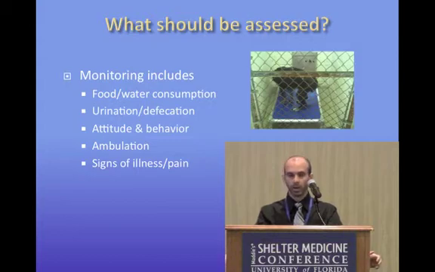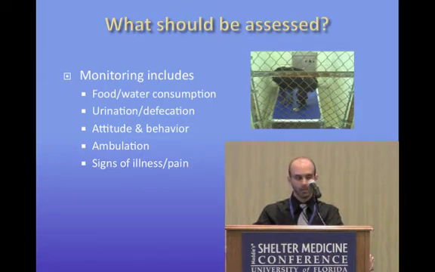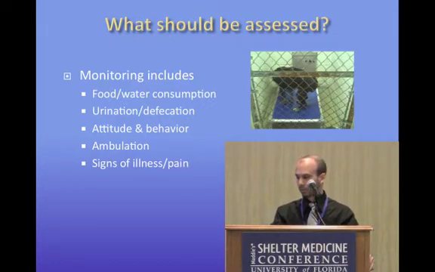taking account of whether or not animals are eating, if there's any problems with urination or defecation, because they're often the first ones who are going to notice problems, so they have to have a way of communicating that as well. And so they may have communicated that to the daily rounds team, and then when the daily rounds team goes around, they may be able to follow up on those items. So if that hasn't happened separately, you're going to have to monitor these things as well. So food and water consumption, urination, defecation, attitude and behavior, ambulation and signs of illness and pain are also important ones that are frequently forgotten.